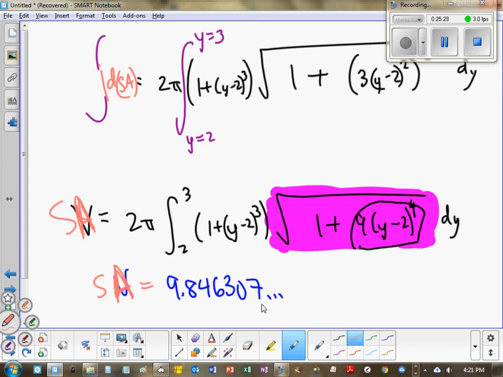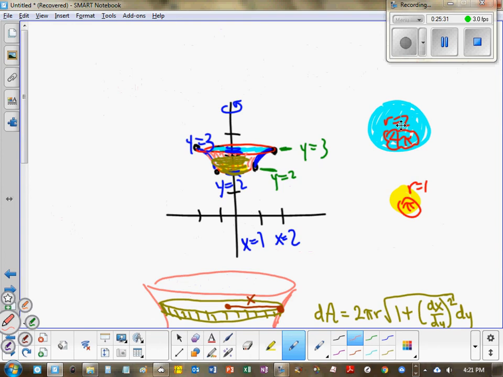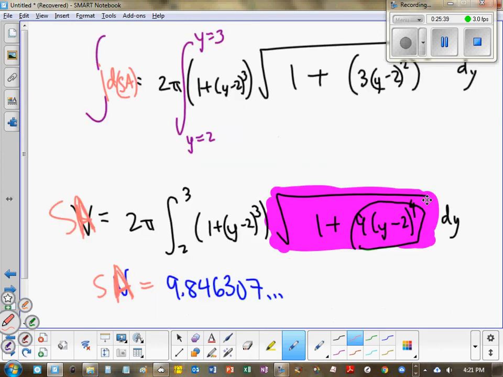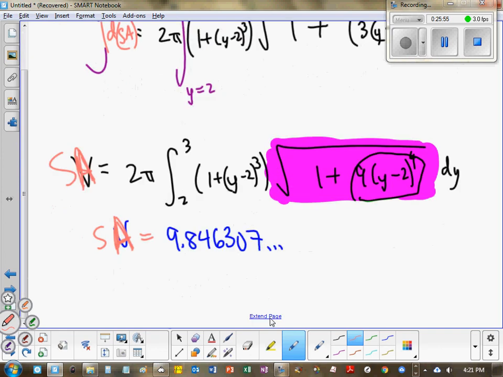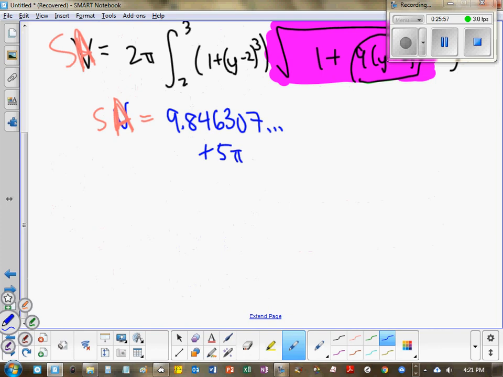Anyway, this is 9.846, and don't forget we had this little 4 pi circle on the top cap, and this little pi circle on the bottom cap. So there's another 5 pi worth of area to add to this. I don't think this answer on my calculator is a multiple of pi. So I'm just going to take my answer, 9.846, and add to that 5 pi more. For an extremely accurate answer, my total surface area, we'll call it TSA, not Transportation Security Administration, but total surface area.